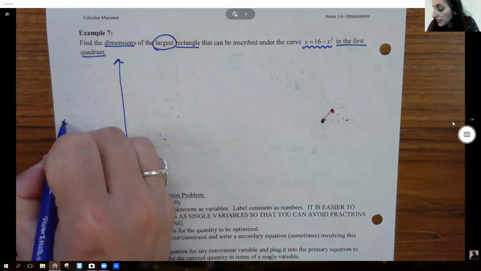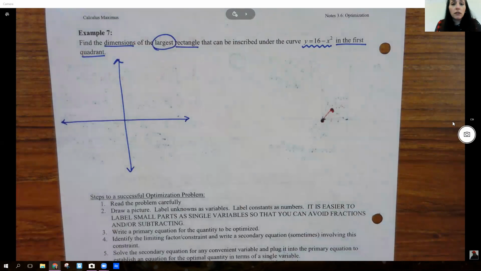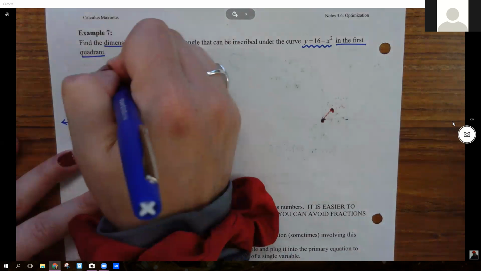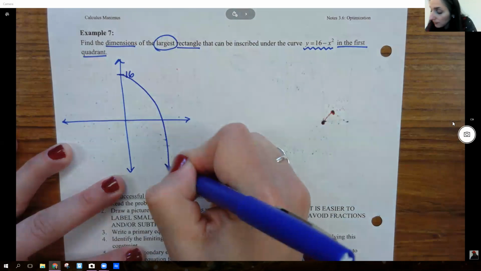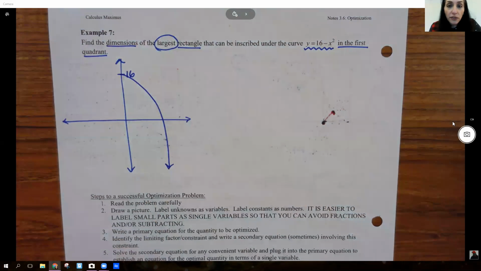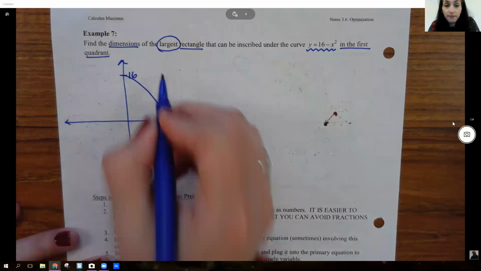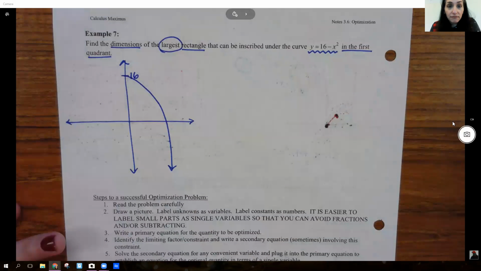What does the graph of 16 minus x squared look like in general? It's an upside down parabola, just up 16 units. Right, good. So you got a vertex up here at 16, and it's doing like this, right? And it's going to do that on the other side too, but we don't care about the other side because we're only supposed to be focused on the first quadrant.